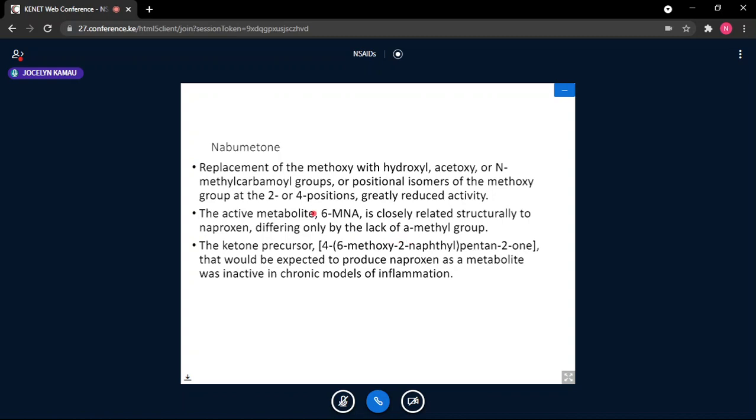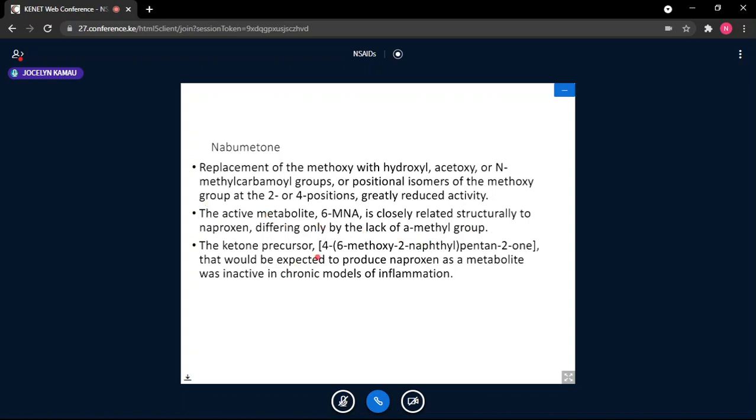So this drug, before it is metabolized in the body, is not active. And when we say it's not active, we do understand, because it does not agree with the structural requirements for a non-steroidal anti-inflammatory, where we did mention there is need for an acidic center. Remember, the acidic center can be a carboxylic group, it can be a hydroxyl group, it can be a group that at least introduces acidity. This drug does not have that group. It has a ketone. Once it is metabolized, it gives us the active metabolite, 6-methoxy naphthyl acetic acid, a closely related structure to naproxen, differing only by the lack of a methyl group.